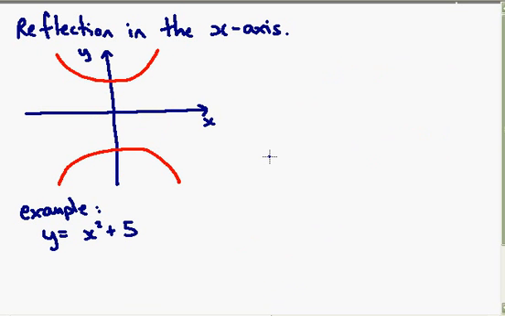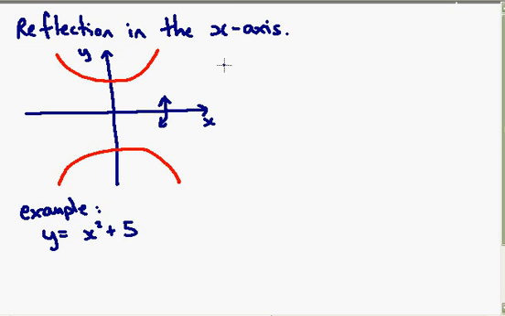Now, when you're reflecting in the x-axis, if you have a look at this graph, we've got this curve. Let's say it is x squared plus 5, this curve, and it has been reflected in this line, the x-axis, or the line y equals 0. So the flip has happened here. So not only has the graph been flipped upside down, it's gone from a happy face to a sad face. Notice how the intercept is changing as well. That will come into it.